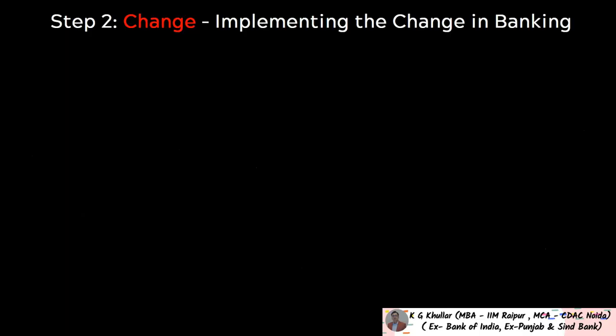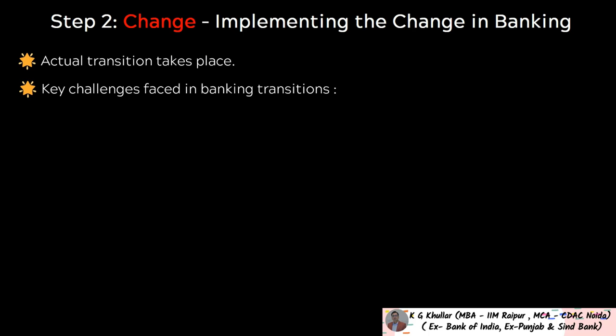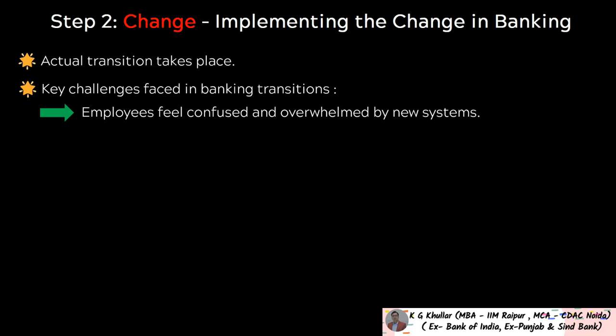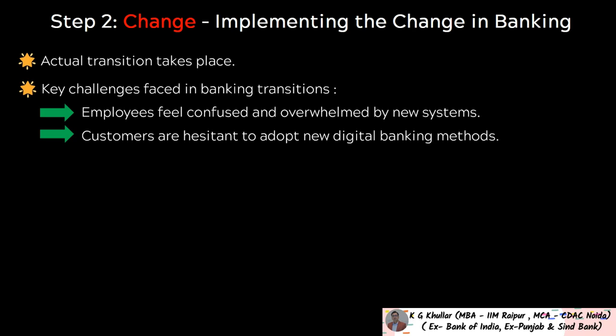The next phase of this model is change, that is implementing the change. So what happens here? Friends, once employees and stakeholders are prepared for the change, the actual transition takes place. This is the most critical phase where banks introduce new processes, systems or regulations. The key challenges faced in this phase are: first, employees feel confused and overwhelmed by the new systems. Second, customers are hesitant to adopt new digital banking methods. And lastly, operation processes face glitches and delays if the transition is not smooth.